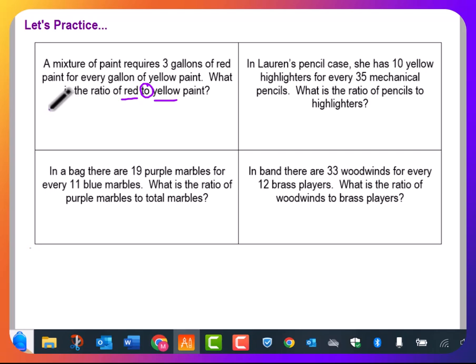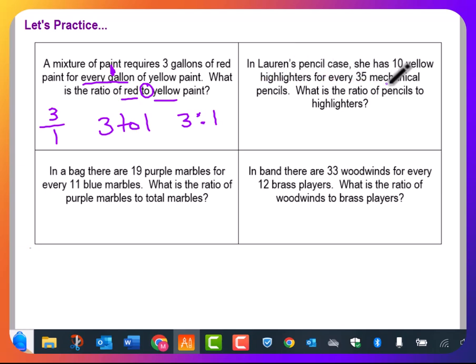3. Again, I'm going to write it in fraction form just in case I need to simplify it. And then the yellow. Well, it says 3 red for every gallon of yellow. Every gallon means for 1. It doesn't say for every 2 gallons of yellow or for every 5 gallons of yellow. It says for every gallon, so that means for 1 gallon of yellow. So this is our ratio. It does not need to be simplified, 3 to 1. You can write it using the word to. You can write it using the colon.